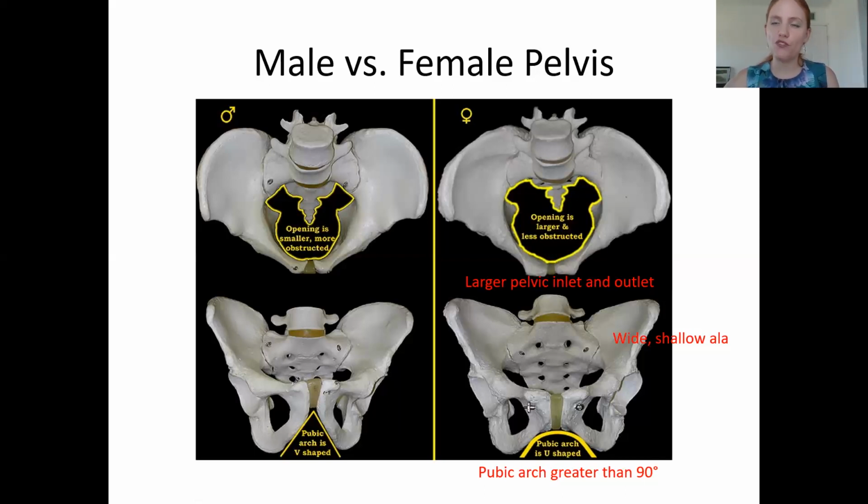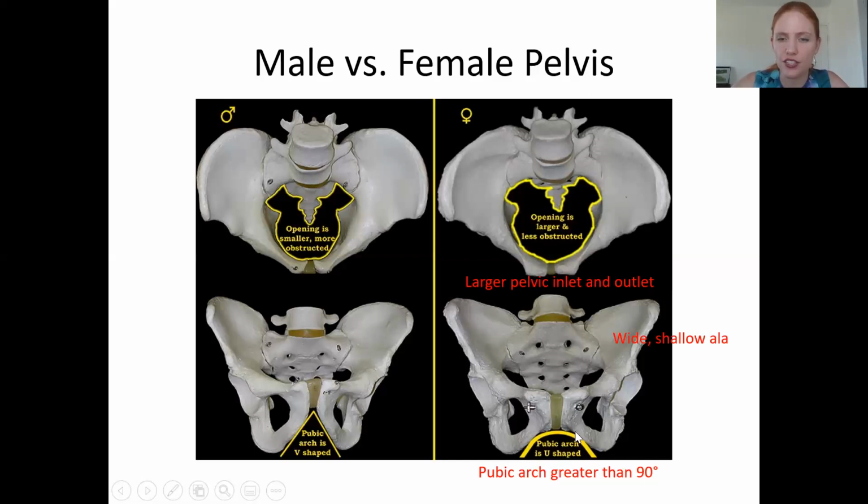And this is why females tend to have larger hips than males, because the ala, the wing of the ilium, sticks out further and sticks out longer. Okay, so they're going to be wider and more shallow like this. Instead of being more vertical, they're more shallow like that.